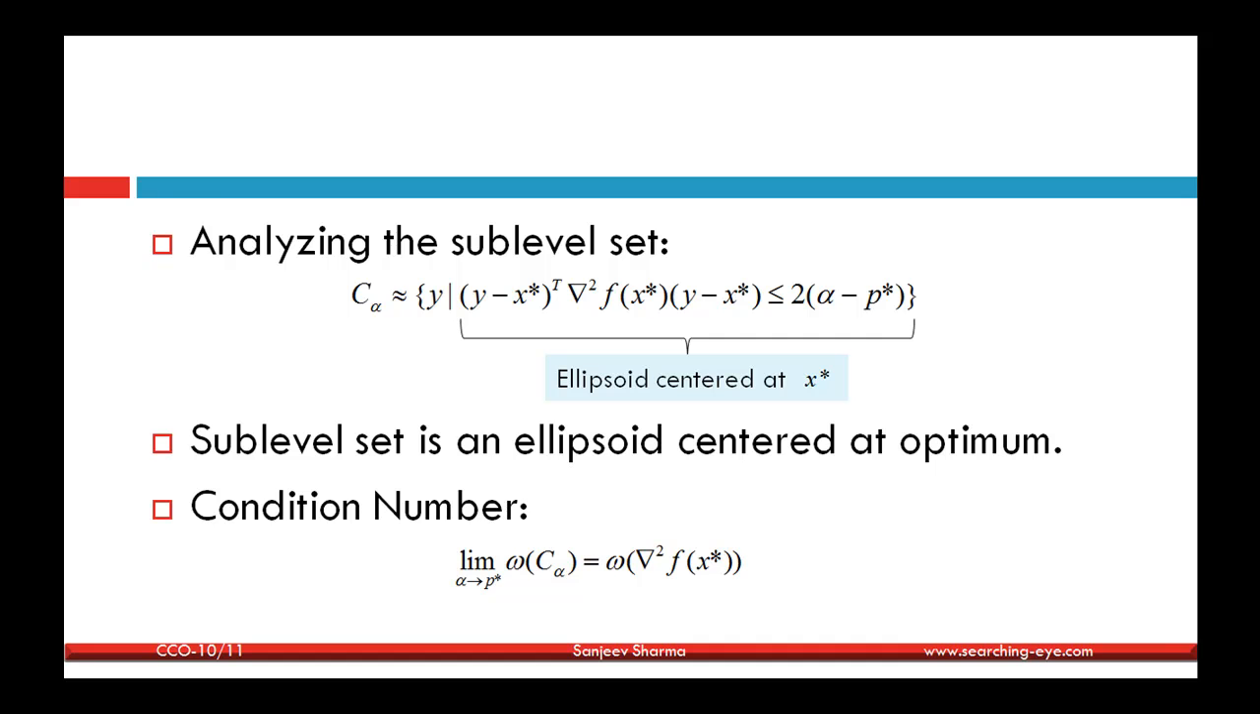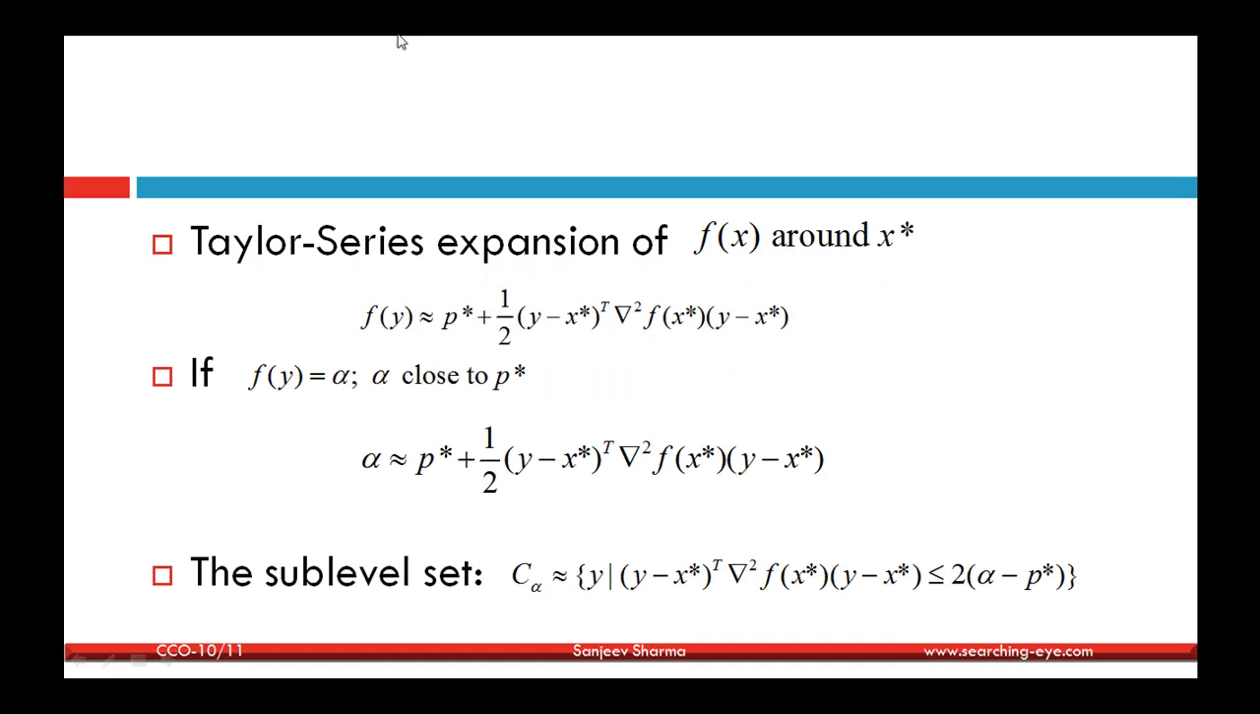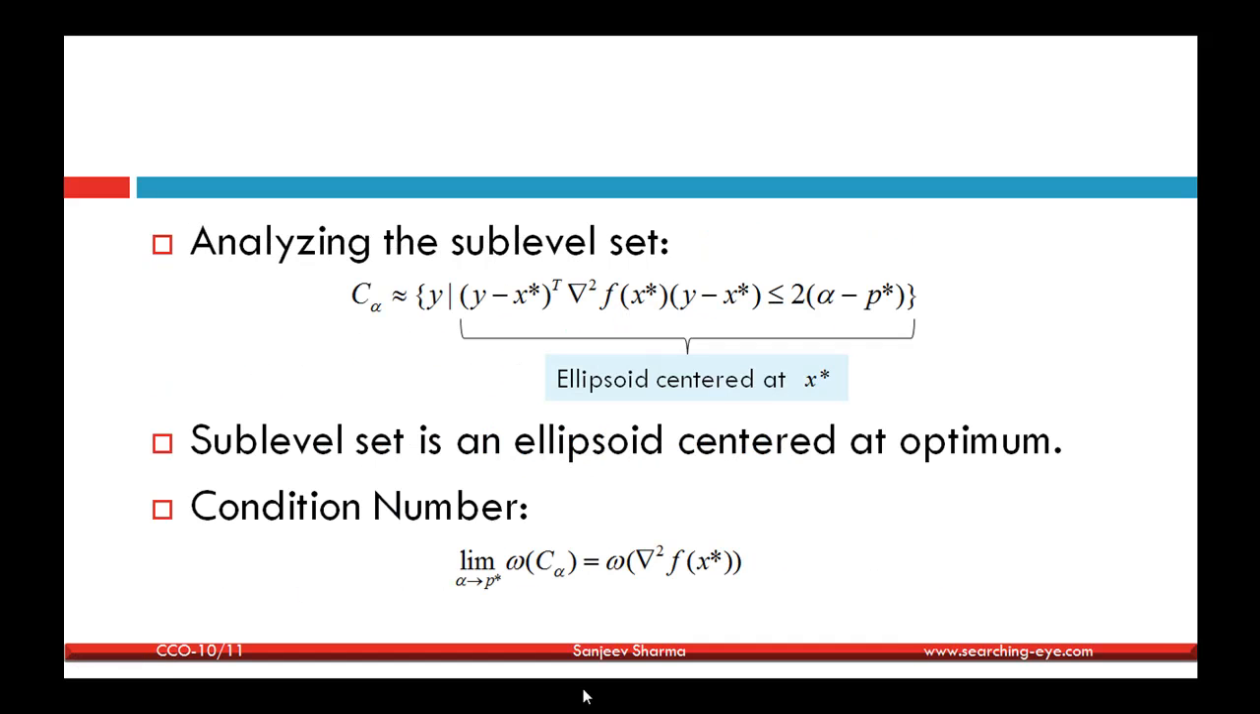So let me repeat this part once again. We have done the Taylor series expansion of f of x near x star, and we have chosen the value of alpha such that f of y is equal to alpha, where alpha is close to p star, and using this we get that alpha is approximately equal to p star plus half of this term, which gives that the sublevel set is an ellipsoid centered at x star, that is the optimum value of x, and therefore the condition number of the sublevel set is going to be the condition number of the Hessian of the objective function near the optimum.